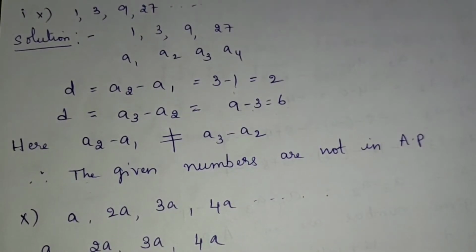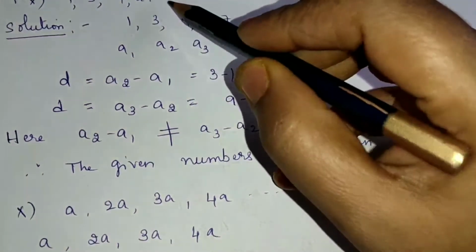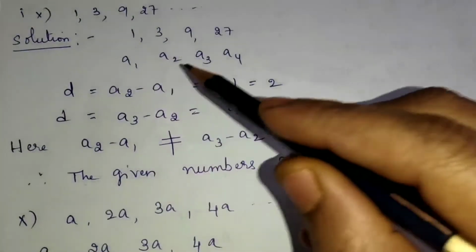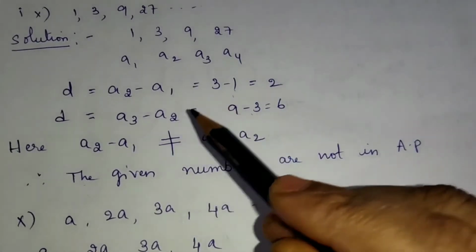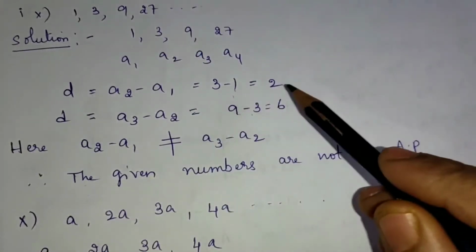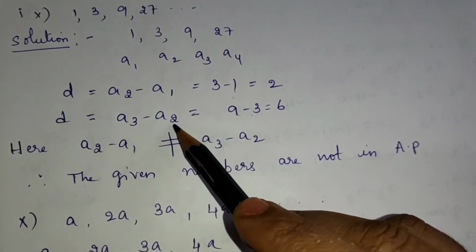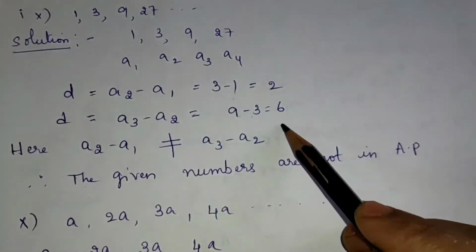The question number 9: 1, 3, 9, 27. Write the pattern and name it as A1, A2, A3 and A4. Find the difference of second term minus first term, that is 3 minus 1 is 2. Same way, find out the third term minus second term, that is 9 minus 3 is 6.